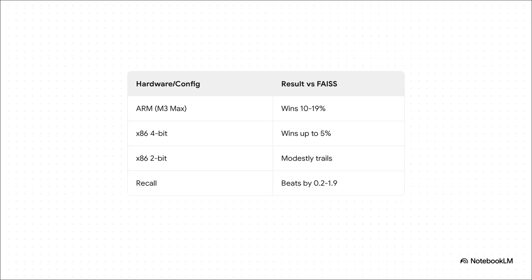And it's not just ARM. On x86 machines, it totally holds its own, winning by up to 5% on 4-bit configurations. It only modestly trails on 2-bit, where FAISS has a slight hardware path edge. But the most crucial metric here is the recall accuracy. Across standard OpenAI dimensions of 1536, Turbovec consistently beats FAISS by 0.2 to 1.9 points at recall at 1. That means it is significantly better at grabbing the absolute most relevant document and putting it in the exact #1 search spot. It's faster and it's more accurate.